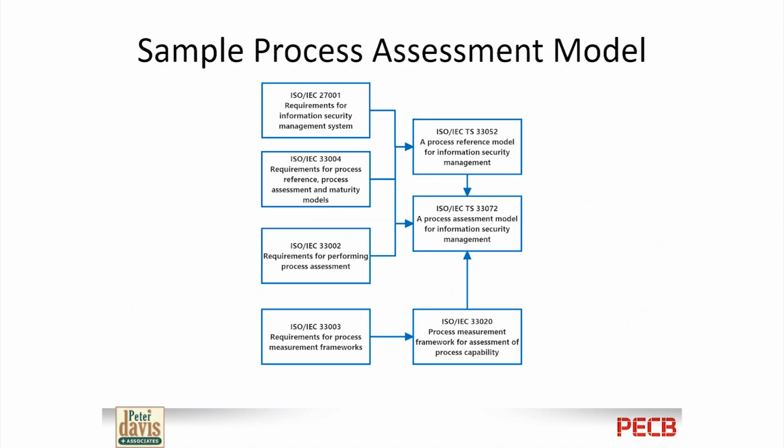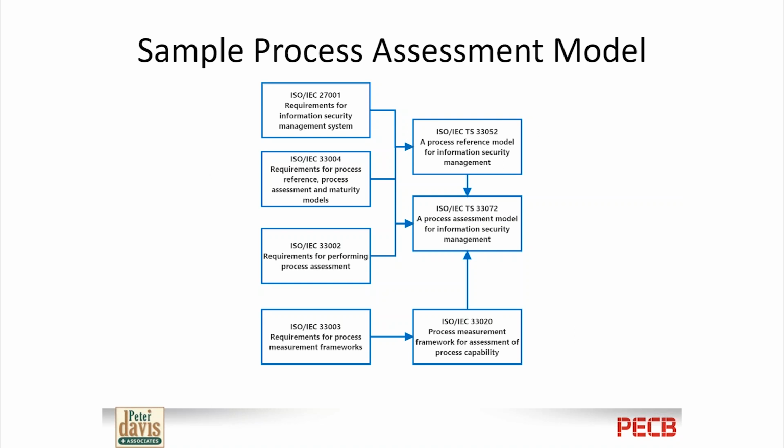And you can see it depicted here. If you're into information security, then you'll recognize ISO 27001 as requirements for an information security management system. And you can see right below it, ISO 33004, which are the requirements for process reference models. So those two together give us 33052 on the right, a process reference model for information security management.